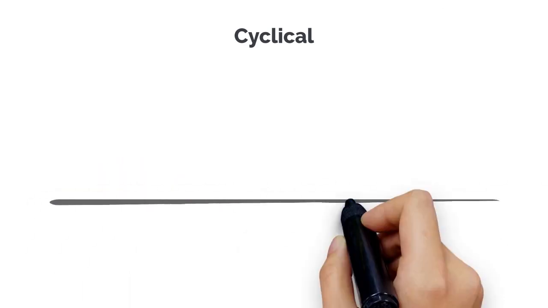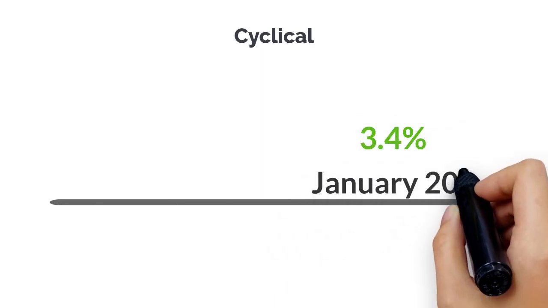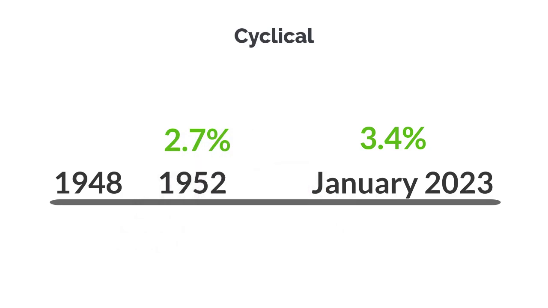In the United States, the unemployment rate was 3.4% in January 2023, one of the lowest historical rates since 1948. The lowest unemployment rate in the U.S. since 1948 was 2.7% in 1952.